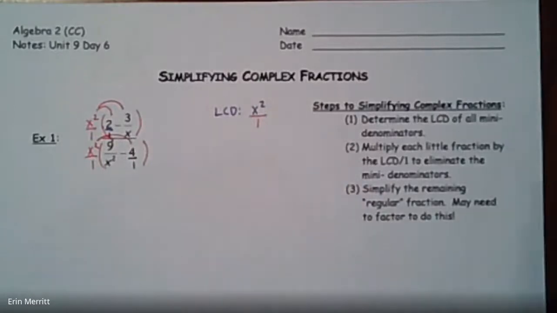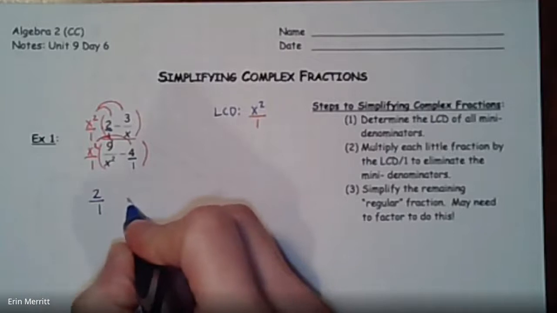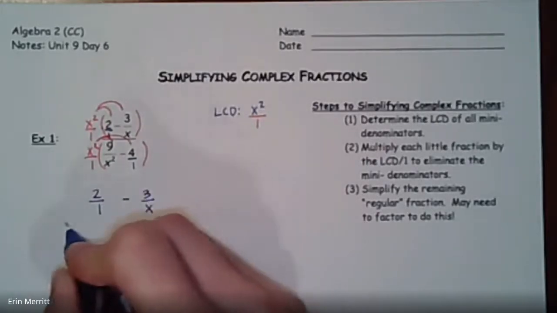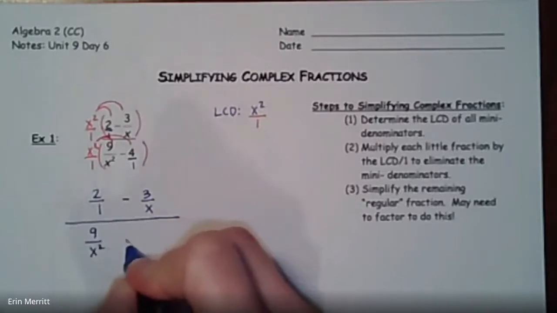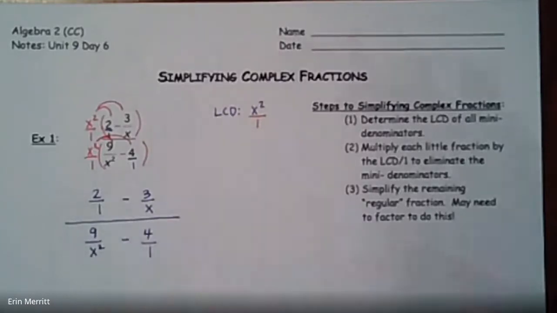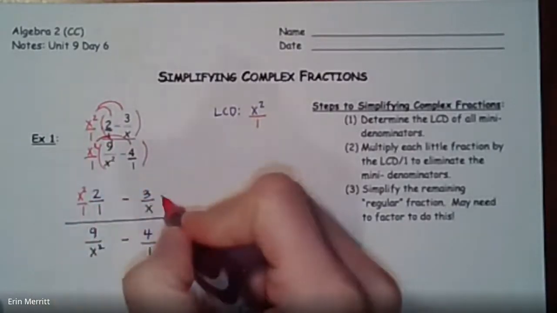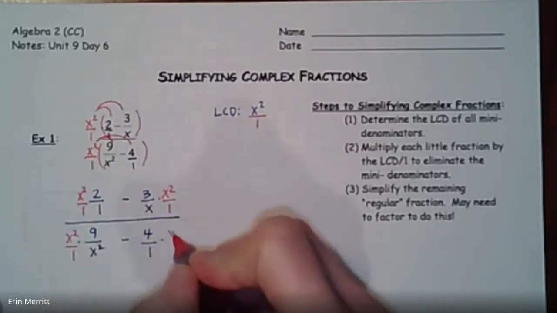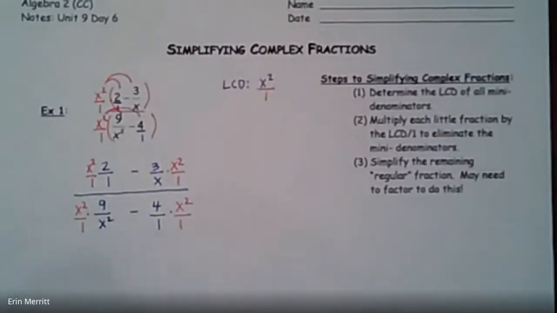What that means, and I'm going to show it slow this first time, is that I have 2 over 1 and then minus 3 over x, all over 9 over x squared, and then minus 4 over 1. All right, let me write it out. So times x squared over 1, times x squared over 1, times x squared over 1, times x squared over 1. All right, let's see what happens.